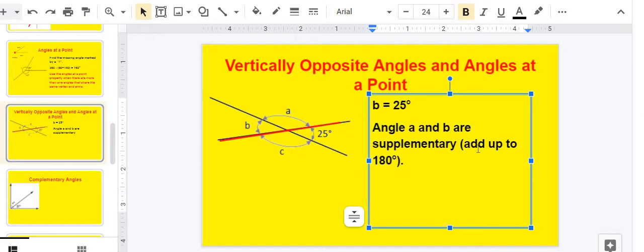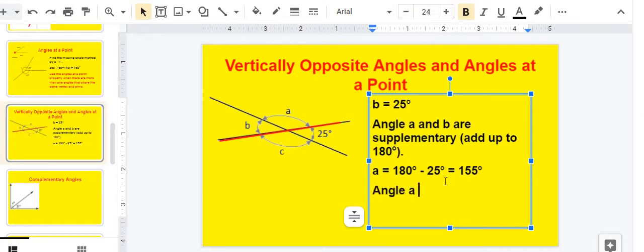Okay, so we found our value for angle B. So to get the value for angle A, if angle A and B add up to 180 degrees, to find angle A, I would just subtract the value for angle B, which is 25 degrees, from 180 degrees, and that would give you 155 degrees.